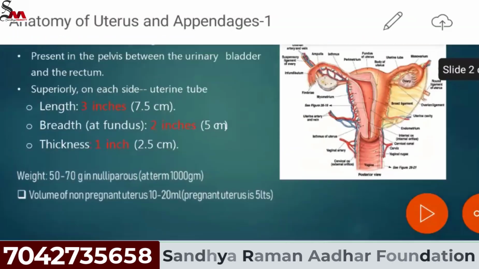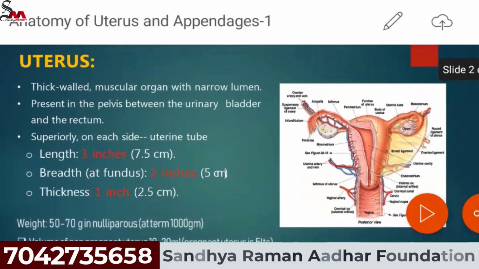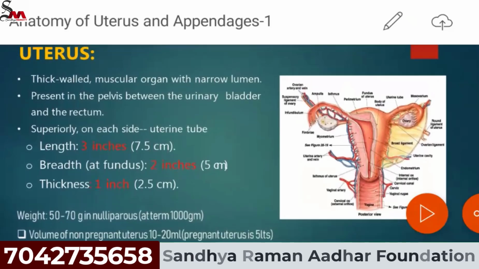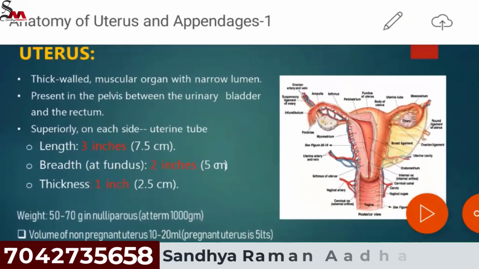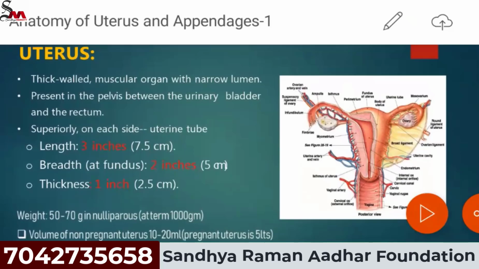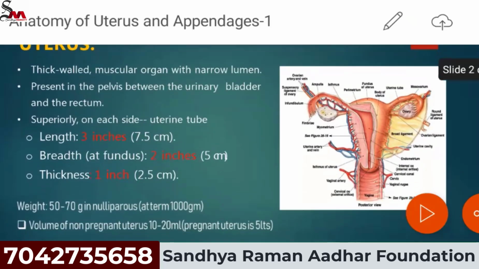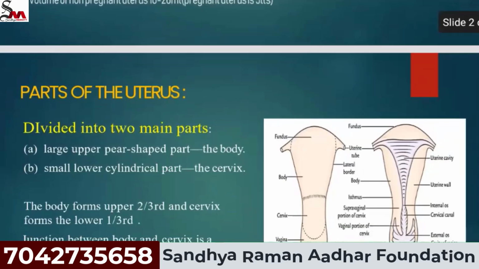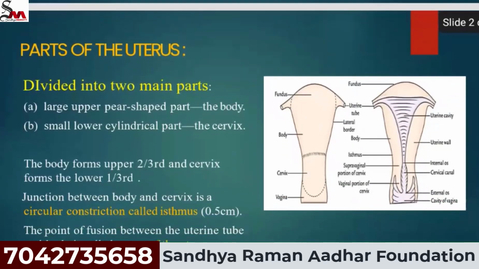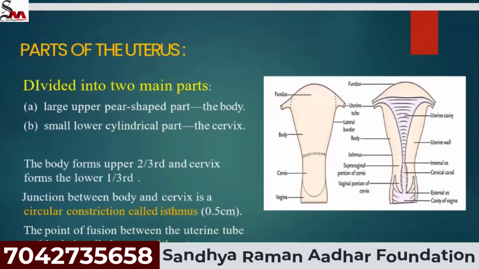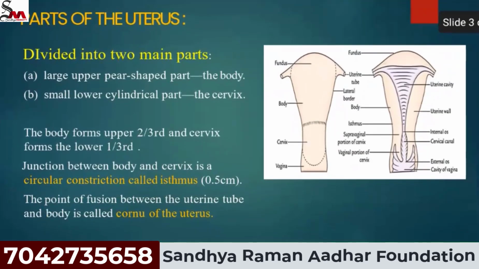Now come to the parts of the uterus. Basically, here is the anatomical structure: length, breadth, height, weight, and volume. The length, breadth, height is 3 by 2 by 1.5 inches, weight 50 to 70 grams, and volume is 10 to 20 ml. All these values are for the nulliparous uterus. The anterior organ is the urinary bladder, and the posterior organ is the rectum. Now come to the parts of the uterus. It is divided into 2 main parts.